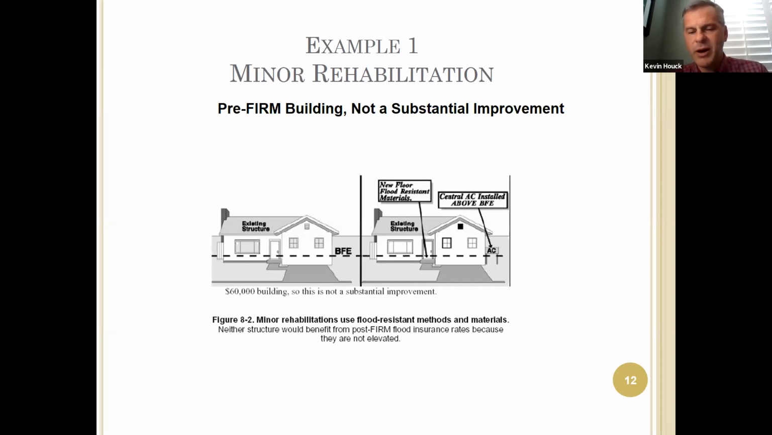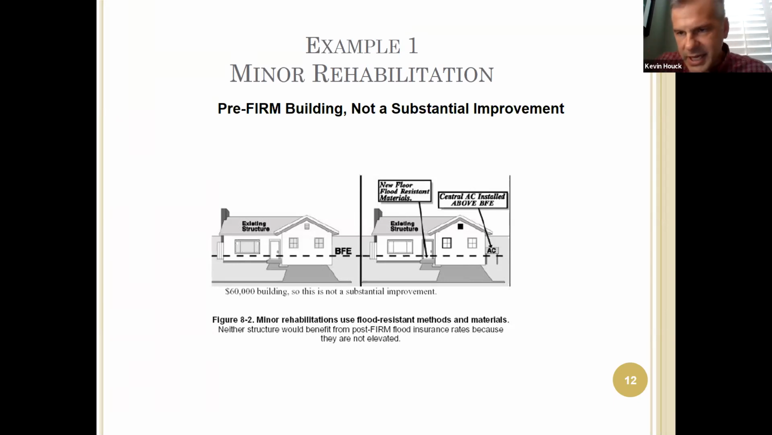But you'll see what's going on here is we're saying, well, because the air conditioner is a new feature, and because it really doesn't affect the rest of the house in the sense that it's not a structural element of the house, that really should be put in above the base flood elevation, which it is right here.